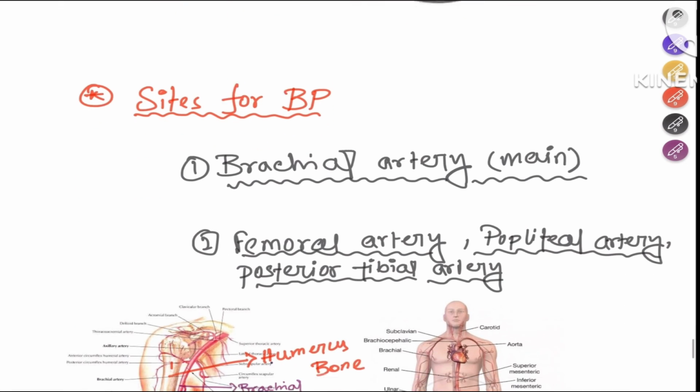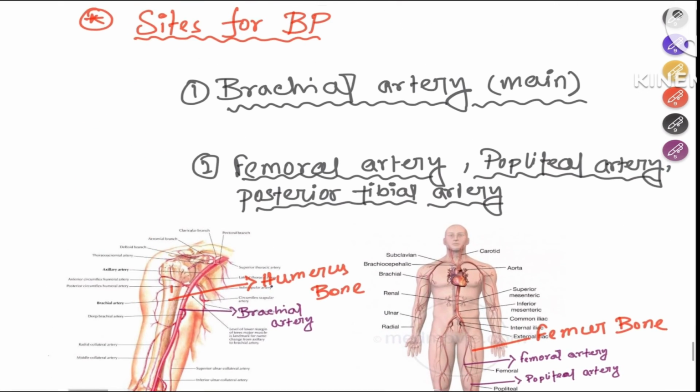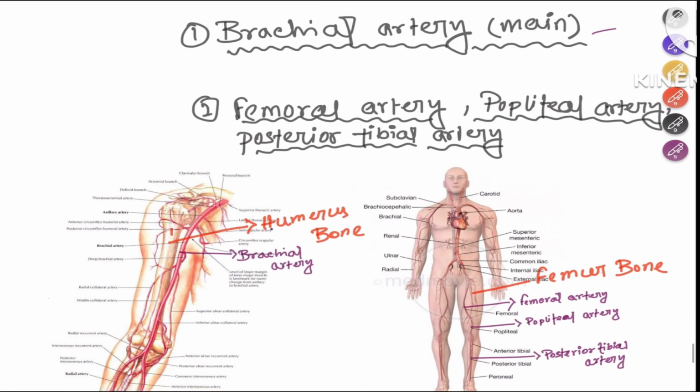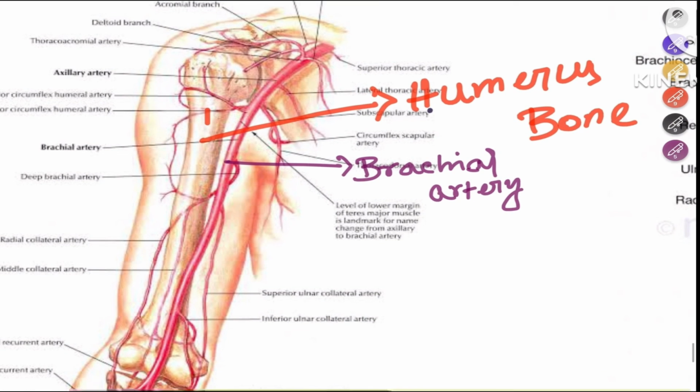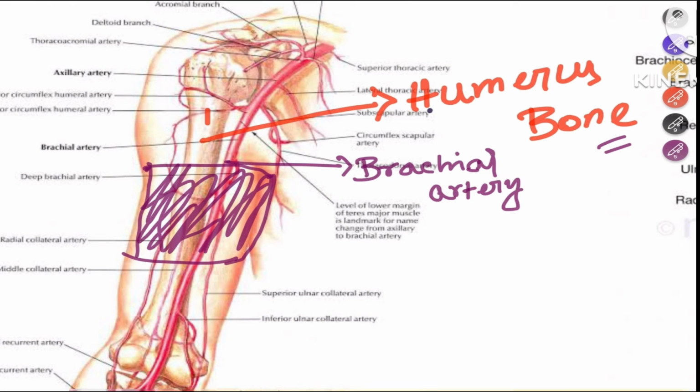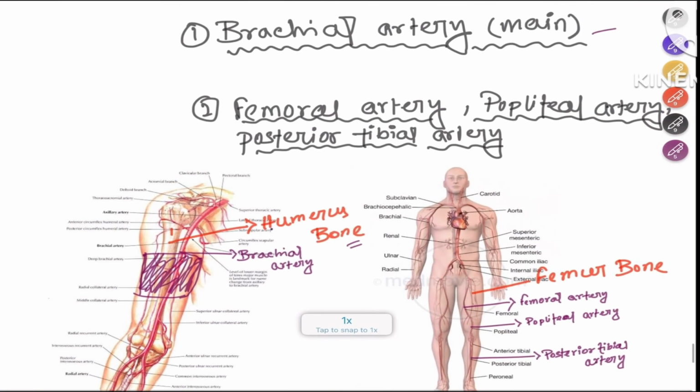Next we will see the sites of BP measurement. Most of the time, in 90% of cases, we measure the blood pressure through the brachial artery, which is situated beside the humerus bone in both hands. This is the humerus bone, as you can see, and this is the brachial artery. We place the BP cuff here and measure the blood pressure. That is the brachial artery.